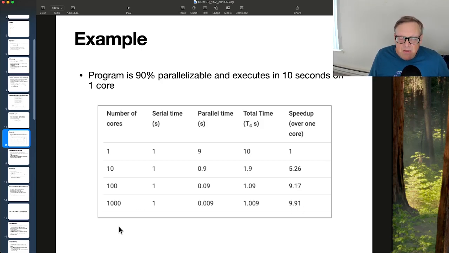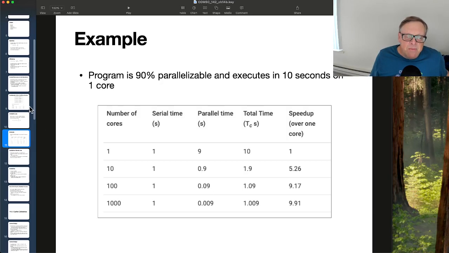And even when you get to a huge number of cores, you're never going to get up to a factor of 10 speedup. Even if the parallel part took 0 time, your serial part would still be 1/10 of the code. So the maximum speedup you can ever get is a factor of 10. And adding more cores accomplishes very little.